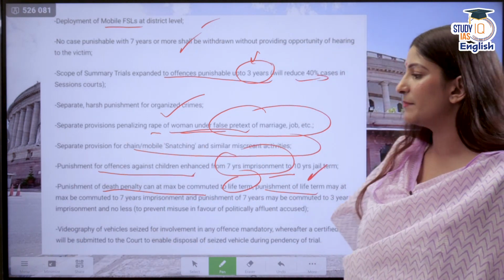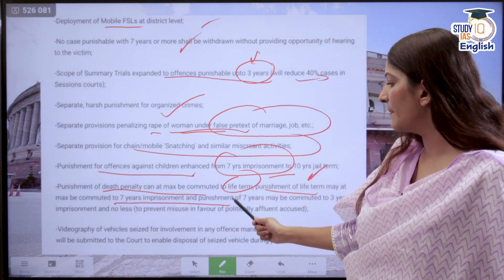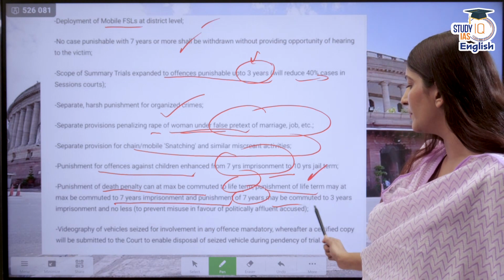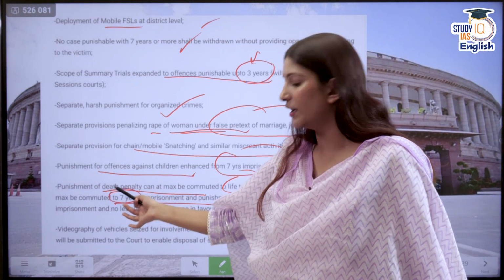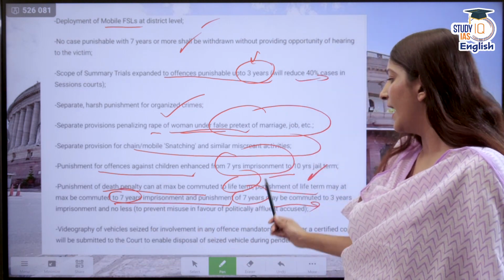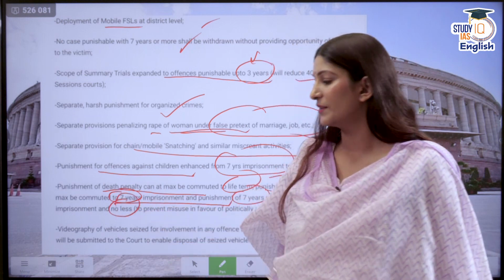Punishment of a life term may at max be commuted to up to 7 years imprisonment, and punishment of 7 years may be commuted to 3 years. It should not be up to, it's not up to here. That means 7 years at the least. And then 7 years may be commuted to 3 years and no less.